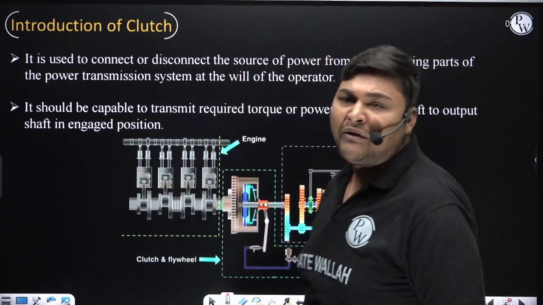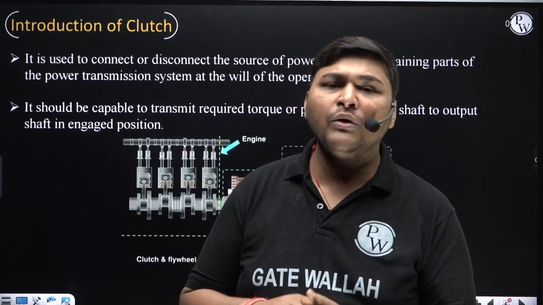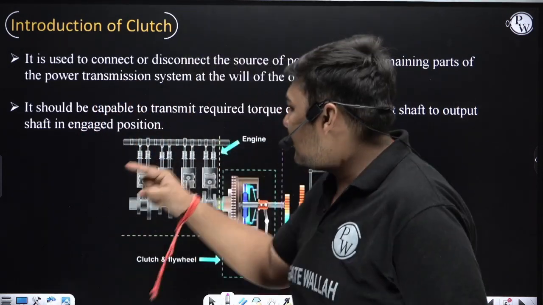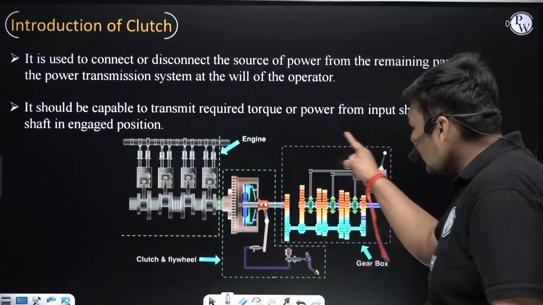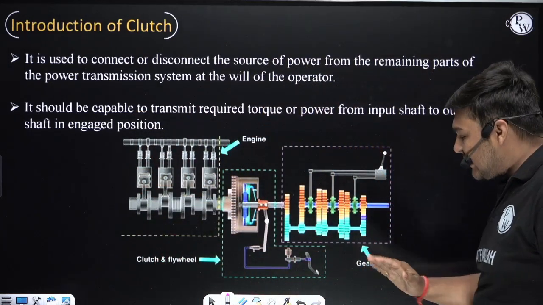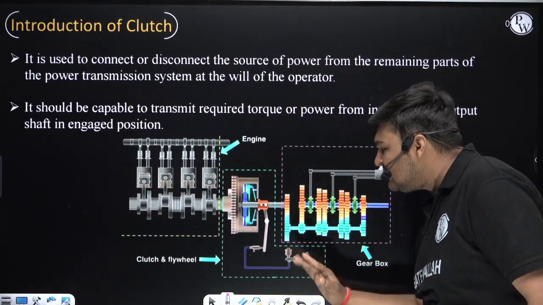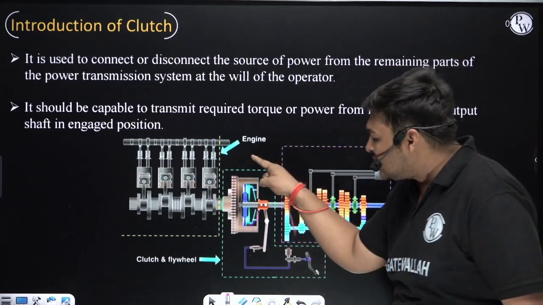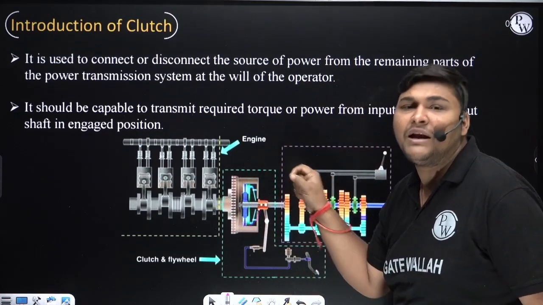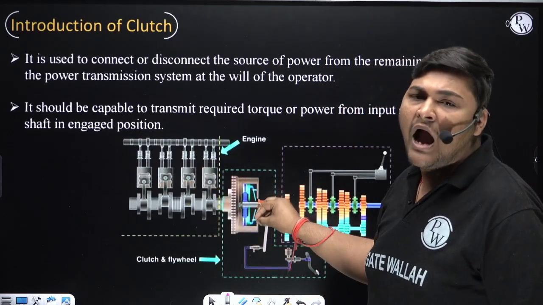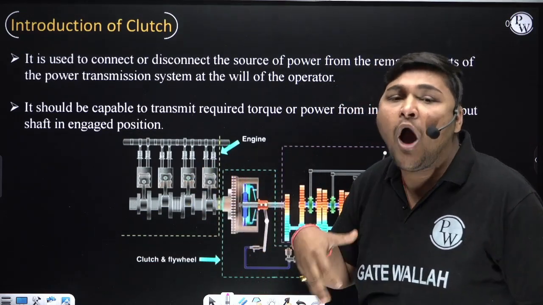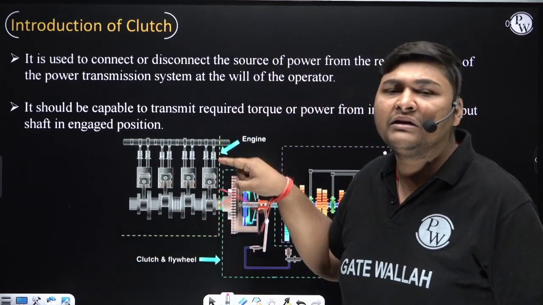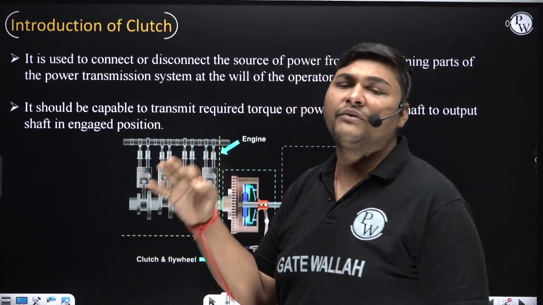When you are riding a car or bike, you press the clutch pedal. When you press the clutch pedal, automatically this system will disengage from this system. If I press this clutch pedal, this system and this system will disengage. It is the operation of clutch, occurring through this arrangement which is known as clutch. I will explain later how clutch works, but here I am explaining the basic purpose of clutch. How we obtain that purpose is a different thing that we will discuss later.